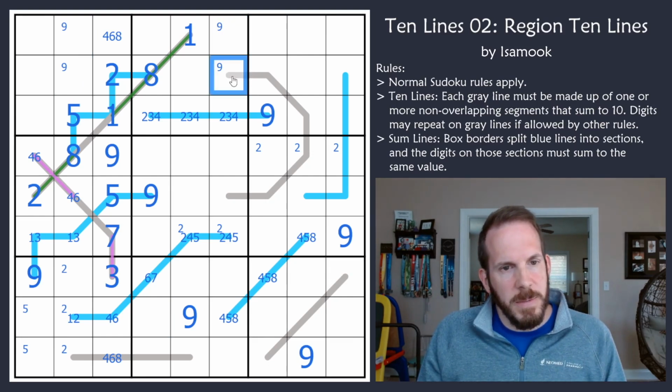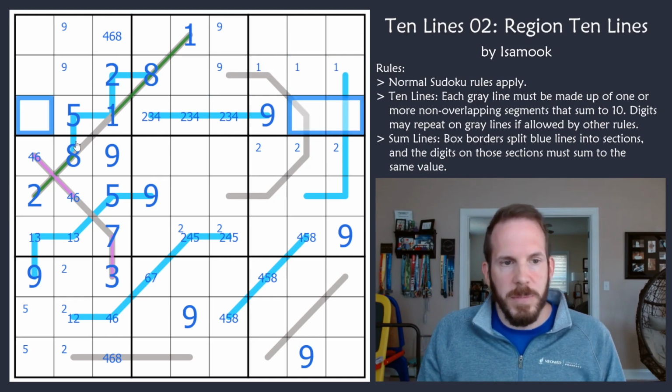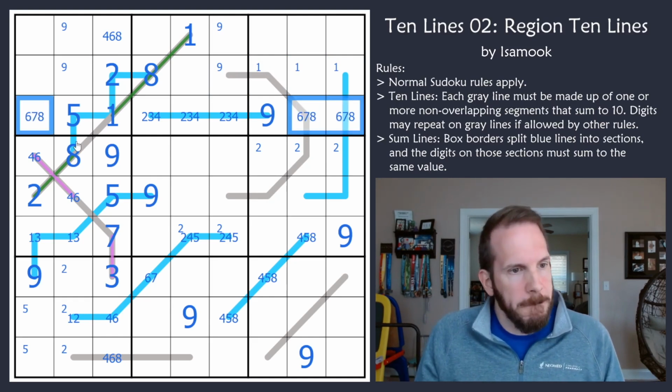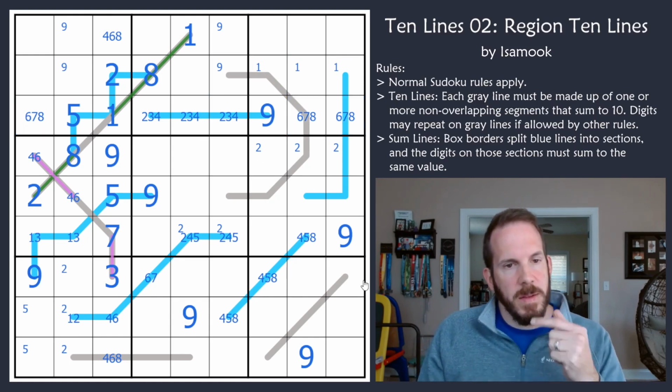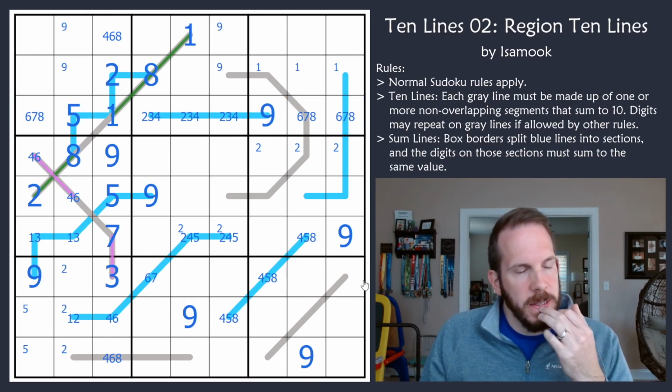I think this can still be a 9 with this being a 1. In fact, it has to go over here. What is this triple? 6, 7, 8. Eight by Sudoku. I don't want to pencil mark that.